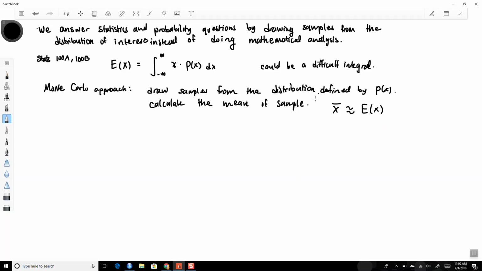And as n approaches infinity, then x bar will approach the expected value of x, okay? Assuming x bar is an unbiased estimator. I got to throw that in there.